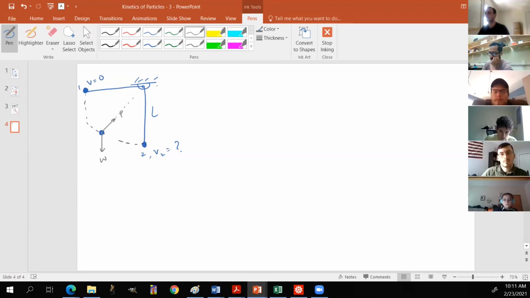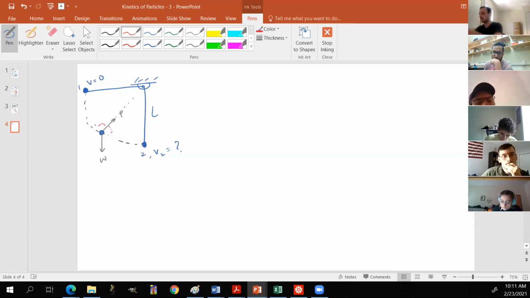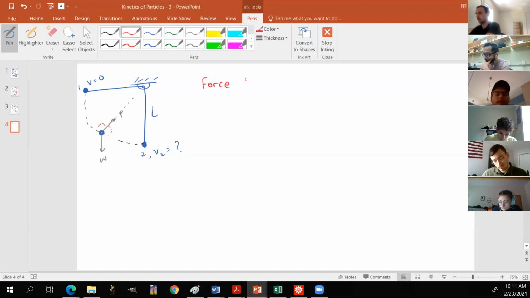So does this force P do any work? No. Why not? It's normal to the path, right? This force P is always going to be normal to your path. So the force P does no work.